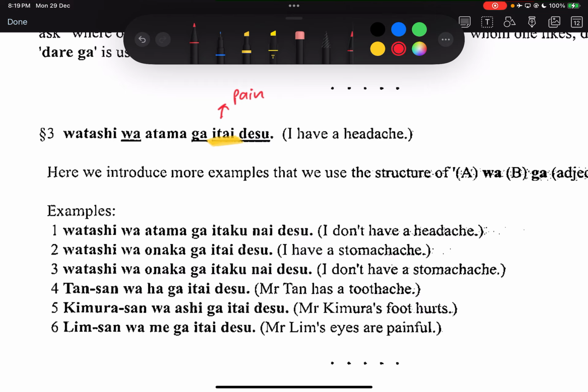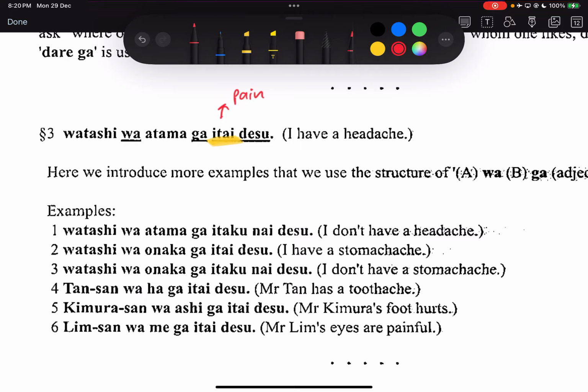With the wa it's more like for me, it's about me. Structure-wise, it's like a pairing, wa and ga. Usually we'll use wa and ga quite often. This is not just limited to this one. It just happened that this example can use no also. In conversation, wa and ga is very common.